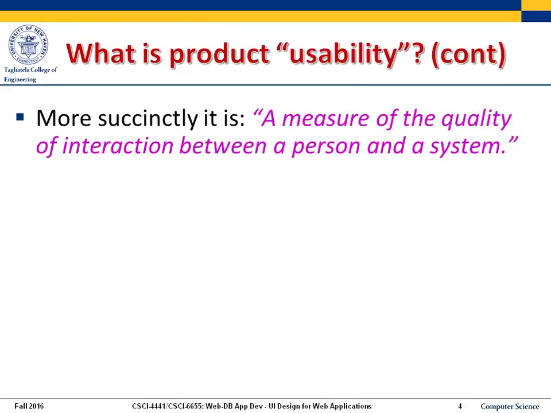So if you want it in one sentence, it's something like this: a measure of the quality of the interaction between the person and the system. And the system can be anything. It could be a web app like us, or it could be a watch, it could be a door. It could be a stove, it could be many different things that can be constituted as a system. Anything that has an interface to it.